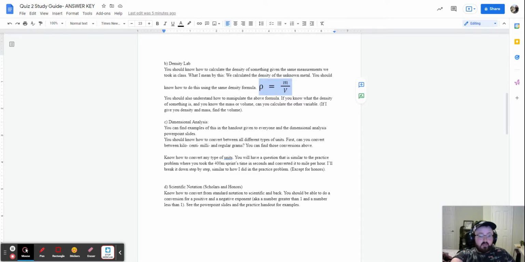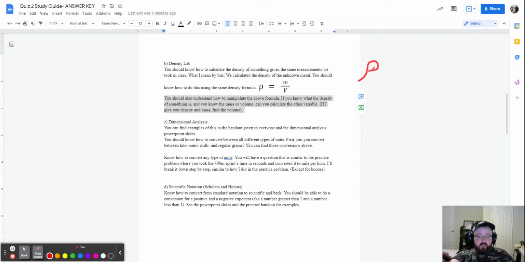And again, here's the formula. You're going to need to know this. You should also understand how to manipulate the above formula. What I mean is if I give you two of these variables, you should be able to figure out what the third variable is. I'll do an example here about how we do this, because I don't think I've explicitly gone over this. I will also go over this on Thursday or Wednesday, depending on when we have lab.